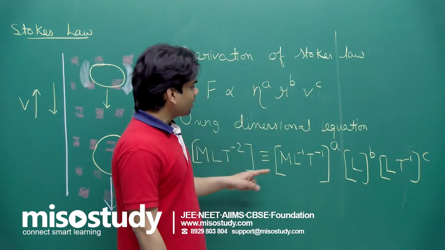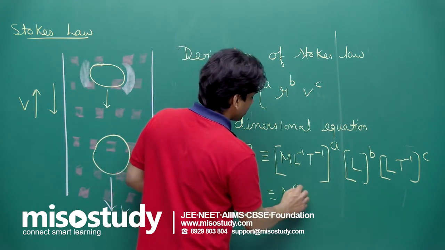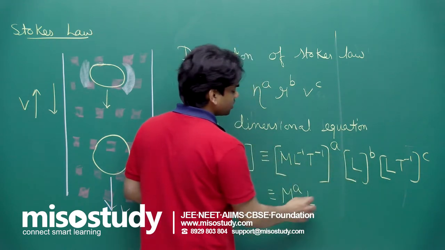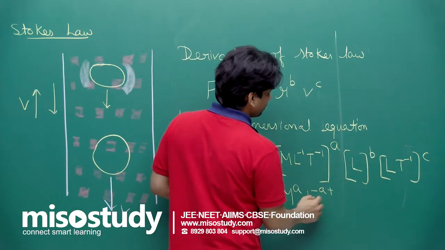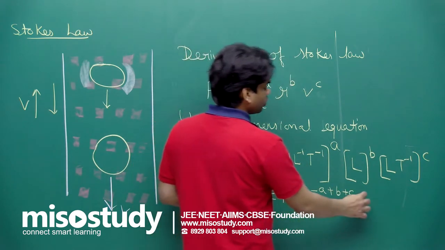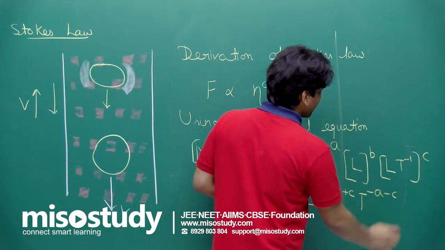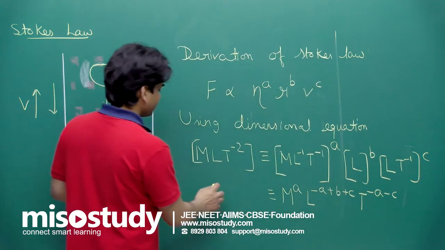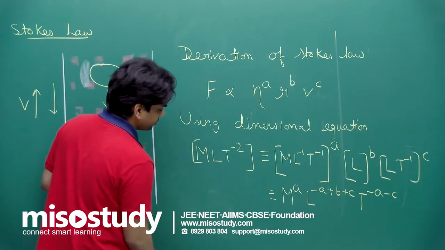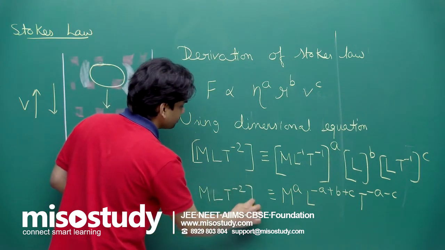So we got this. Can you see, we can simplify this. We'll be getting M to the power a, L to the power minus a plus b plus c, and T to the power minus a minus c. So we got this. Let me put up here, that is MLT power minus 2.